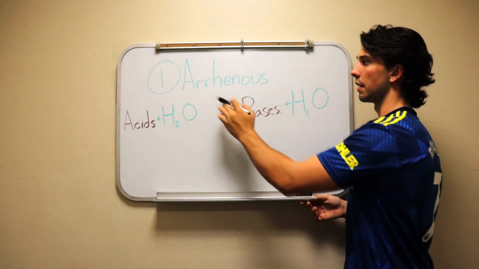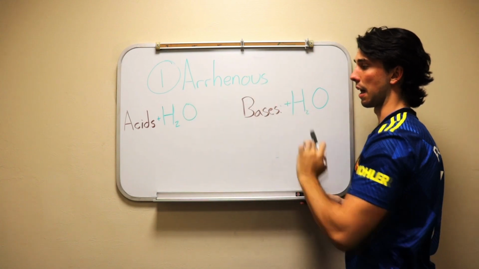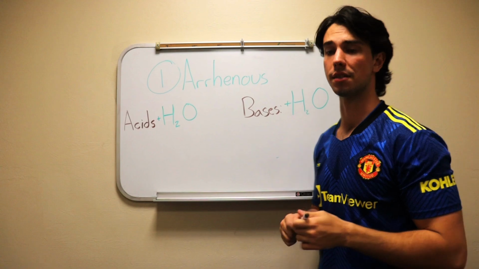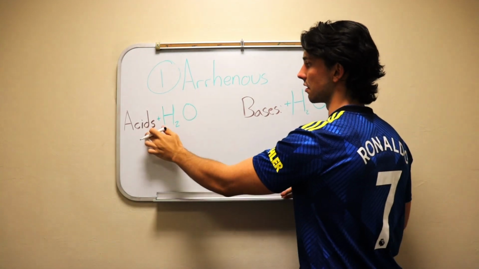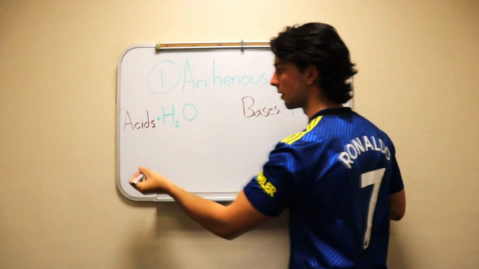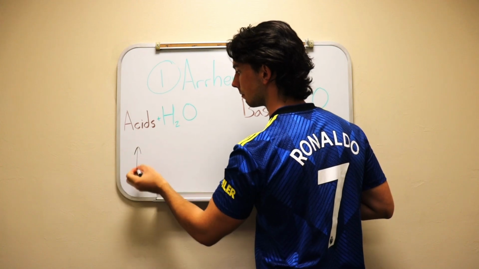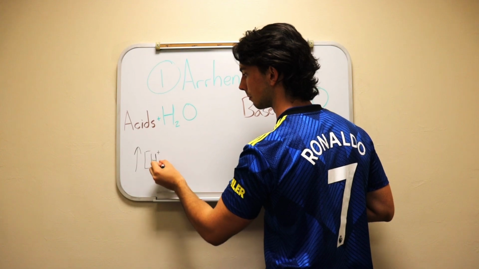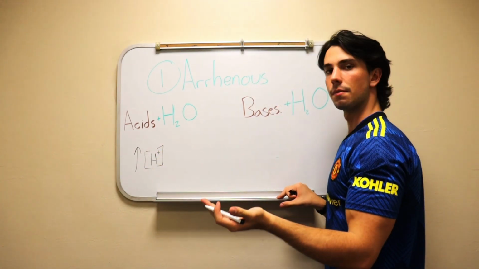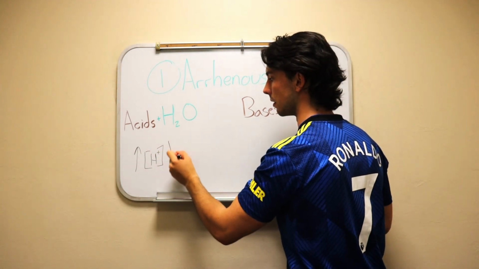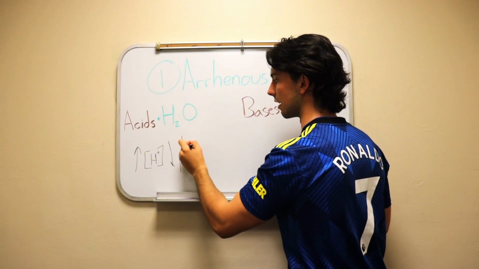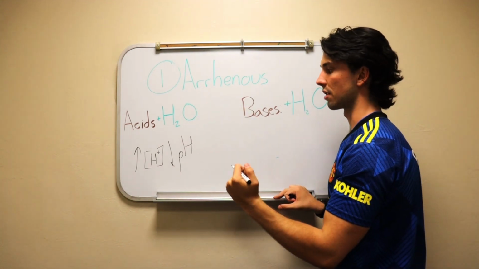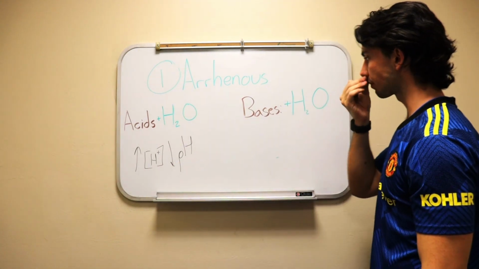So the first way is we can take the concept of Arrhenius acids and bases. Now this is our classic example when we think about acids and bases. Arrhenius acids, when we put them into water, are going to increase our hydrogen ion concentration. And what this does is it's going to decrease the pH. As we know, as hydrogen ion concentration increases, the solution becomes more acidic, decreasing its pH.